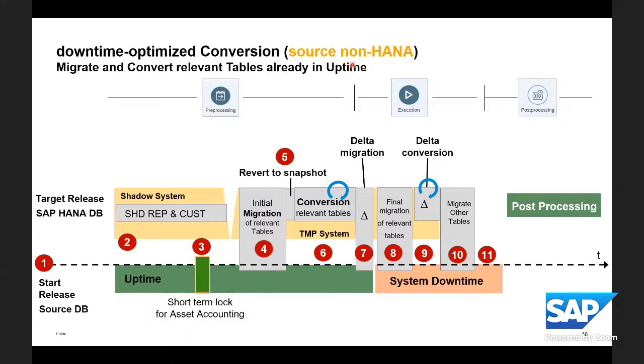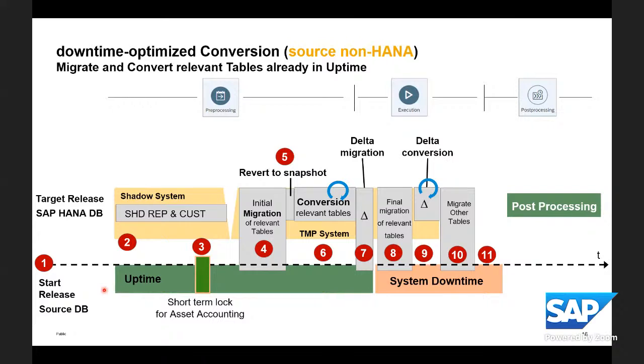So this is just a more comprehensive example, since the migration is also part of the game, which in the other case, source already on HANA, is not required. Up above, you see those roadmap steps of the software update manager: pre-processing, execution, post-processing. And this illustration here means down below, we have the source system, the ECC system, the source system for the system conversion. It's on the start release on the source database. In this first step, non-HANA. And we have long uptime processing, that's the green block. And then we have a short system downtime.